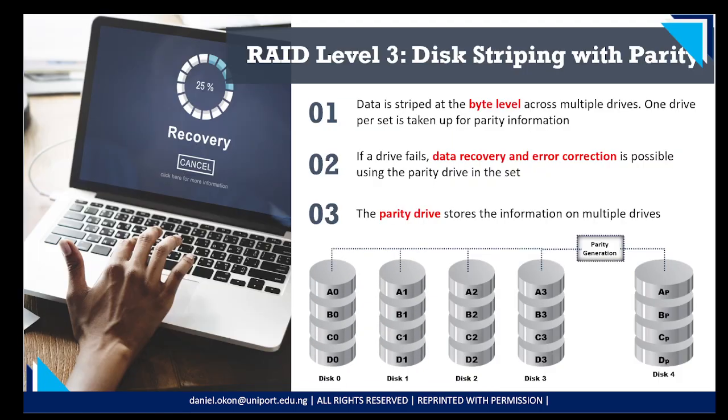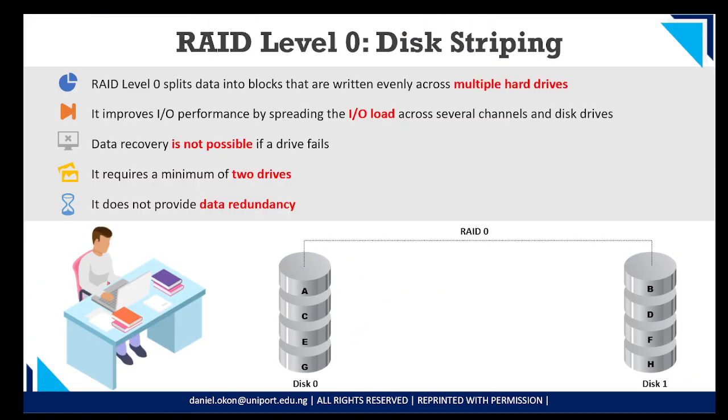Okay, so we have several levels to using RAID. Number one, RAID striping. RAID striping actually splits data into different blocks. Even though they are written into multiple hard drives, it tries to split the data. And why does it do that? It splits the data to improve the performance of the hard disk, but there is a downside.